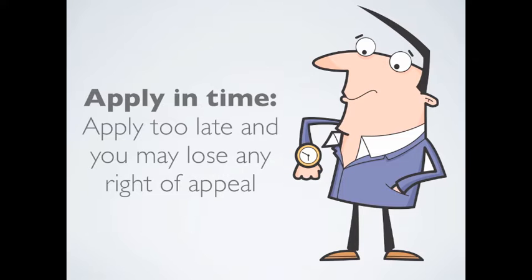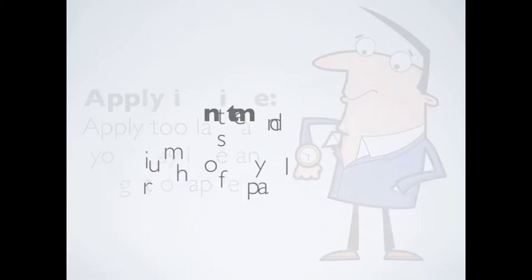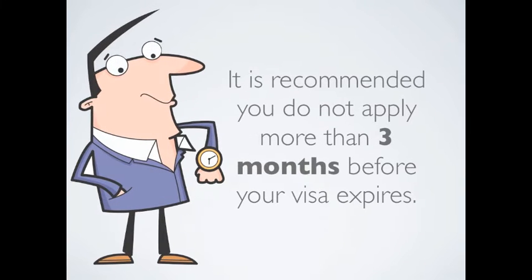We recommend that you try to submit your visa application in good time. If you apply too late, you may lose any right of appeal should there be a problem with your application. We recommend that you apply no more than 3 months before your current visa is due to expire.